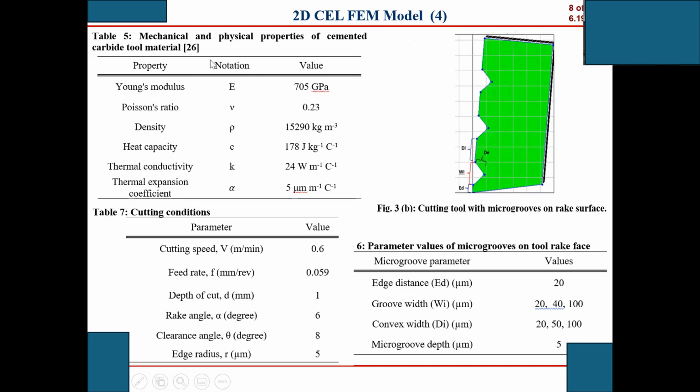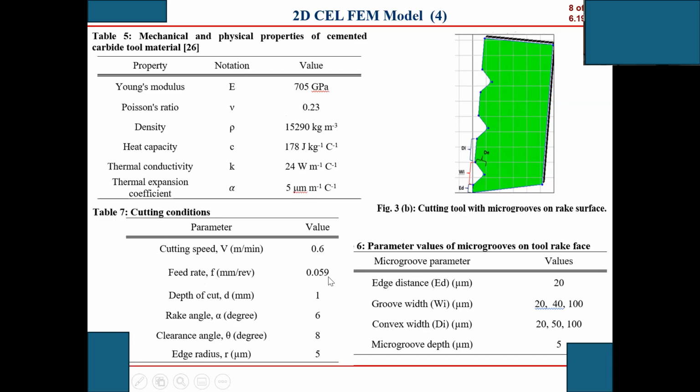Here, look at this tool. We use a cemented carbide tool. For this carbide tool, the material parameters are also given: Young's modulus, Poisson ratio, density, heat capacity, thermal conductivity, along with the thermal expansion, and they are given here. And then the cutting conditions are also given, the cutting speed. This is the cutting speed. You can see this 0.6, and the unit is meter. It's very high, because the unit here I use is meter.